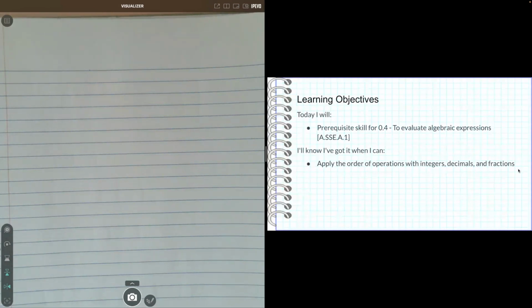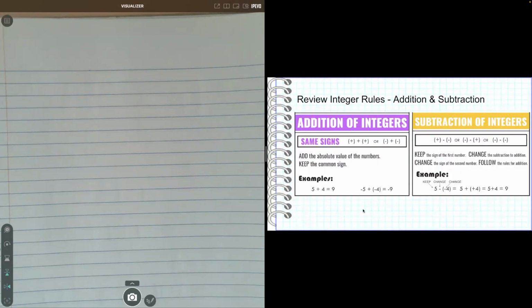And how you'll know you've mastered this lesson is you're able to apply the order of operations with integers, decimals, and fractions. First skill we should practice is reviewing integer rules. So first, with addition and subtraction, we have addition of integers.